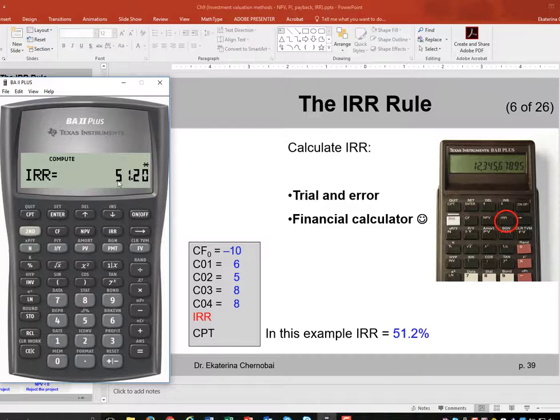51.20, right? So 51.2% per year. That's the annual return on our money, on the $10 that we would be investing in this project if we decide to accept it.